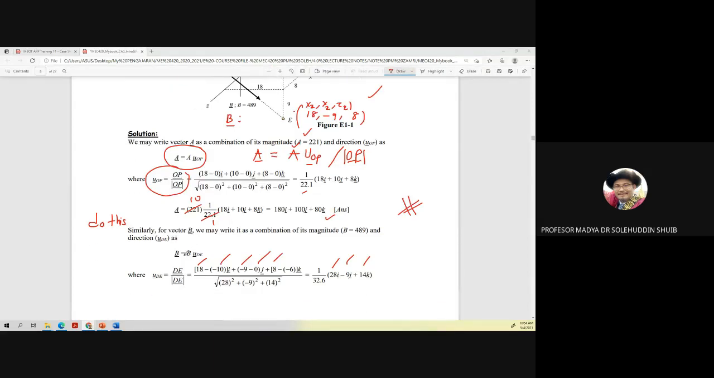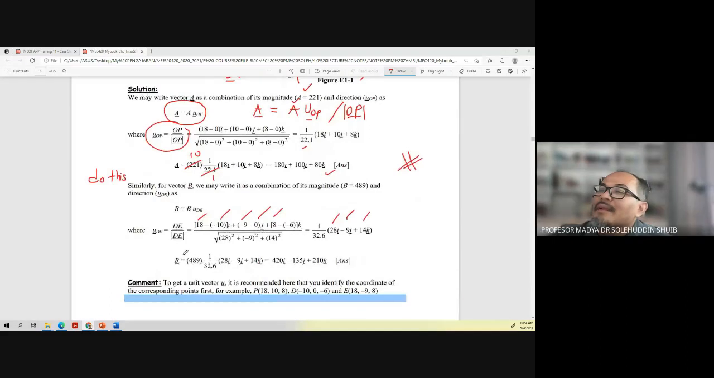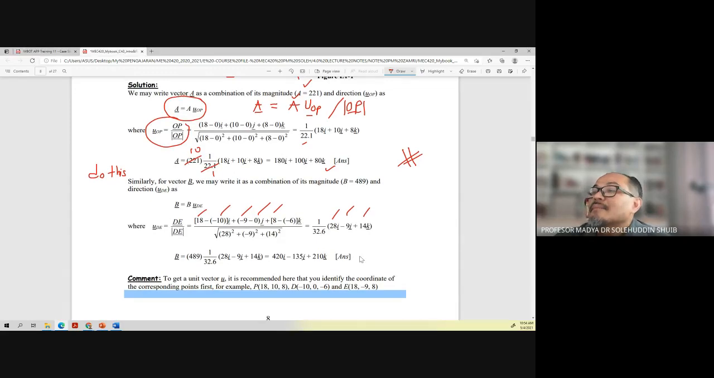Okay, we proceed. Now we proceed to get the value of vector B. Given in the problem, the magnitude of vector B is 489. So you multiply it by the unit vector DE just now. You get 489 divided by 32.6. So this is the value for i, j, and k.